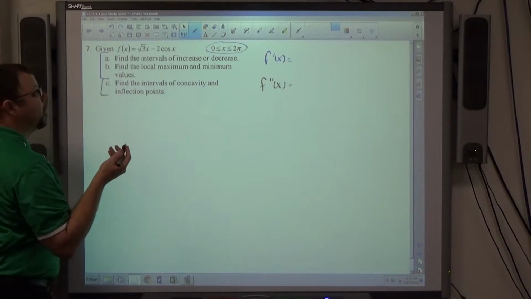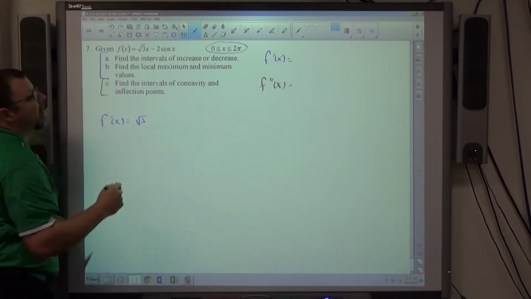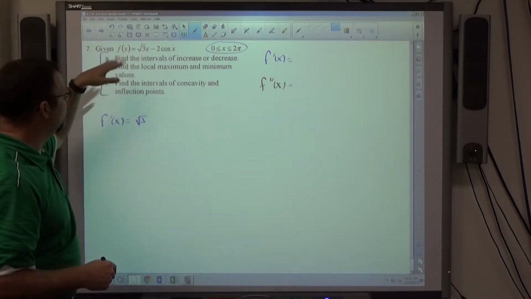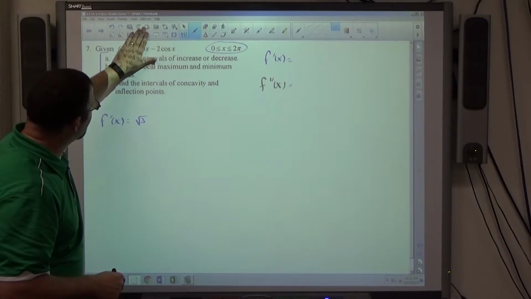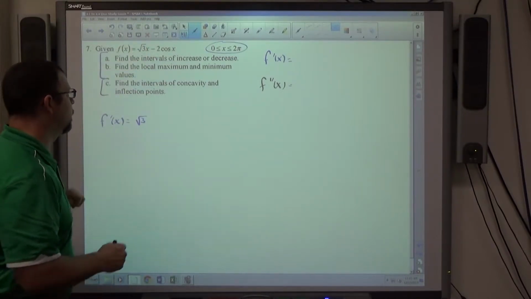Square root of 3 is a number being multiplied by x. So when I do f prime of x, it's simply going to be the square root of 3. Just like if it said 5x, it'd be 5. 10x, 10. X is not underneath the radical, nothing weird's happening there. So square root of 3 is just a number being multiplied by x. Its derivative is just the square root of 3.